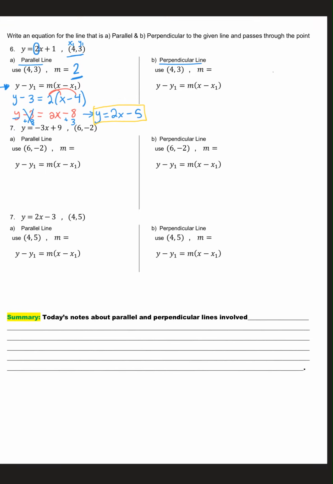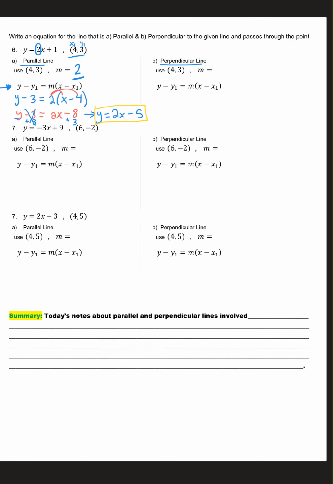Now I need to do the same thing for perpendicular. For the perpendicular line, I have the exact same line, but instead of being the same slope, it's the opposite and reciprocal. I know this is positive, so I need it to be negative. And instead of 2 over 1, it's going to be 1 over 2. Then I plug it into point slope form like before: y minus 3 equals negative 1/2 times x minus 4.